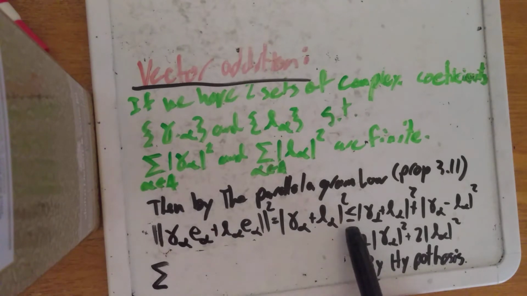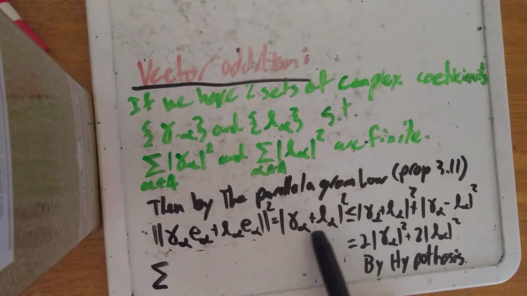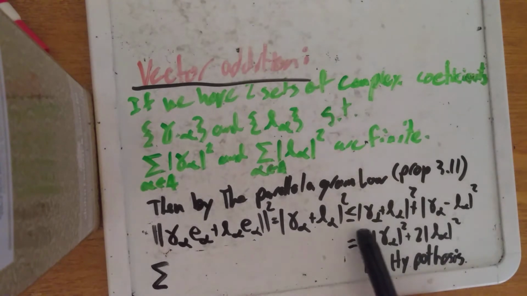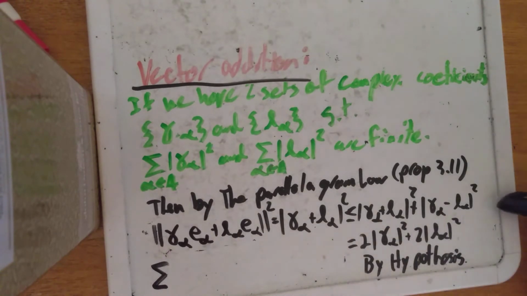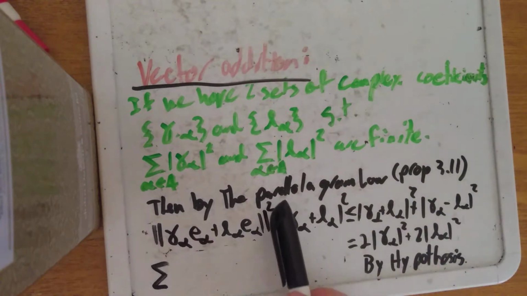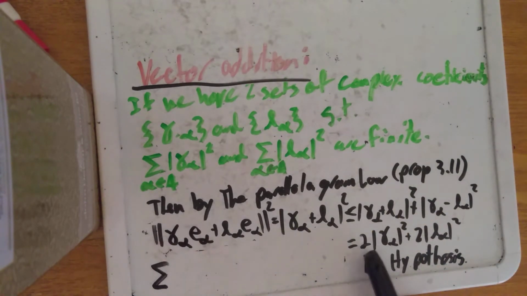So, naturally, I'm going to get that the square of the norm of this sum is going to be less than or equal to the sum of itself plus the norm of gamma sub alpha minus L sub alpha squared. This, however, by the parallelogram law, is going to be equal to 2 times the norm of gamma sub alpha squared plus 2 times the norm of L sub alpha squared.